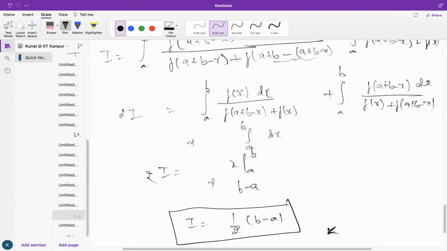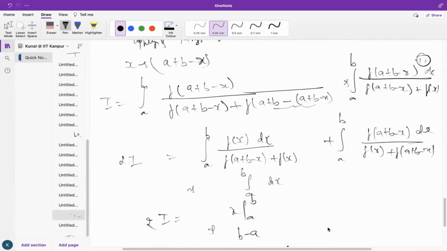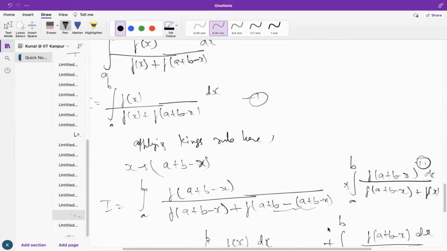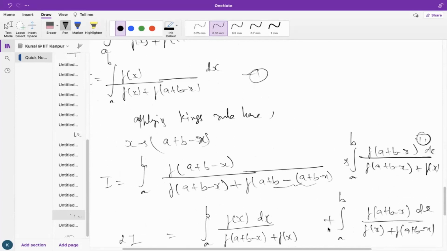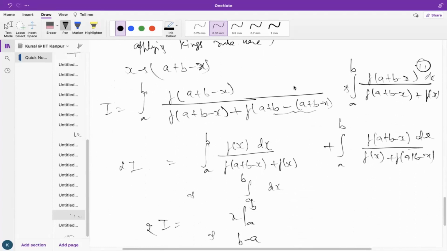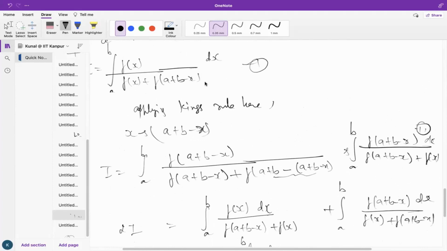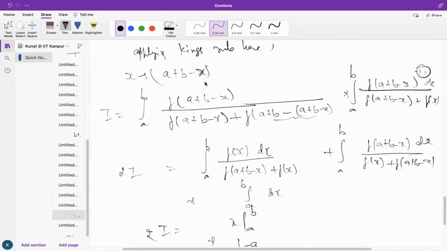So I hope you'll all understand this. What I just did, I just substituted or replaced x by a plus b minus x. And this is the King's rule. See how easy it is to solve this problem, right? It's just a two-liner problem, one line and two lines. What do you have to do? Just replace x by a plus b minus x and then add both equations. Sometimes we have to add and sometimes we do not. So we will also see that case too.